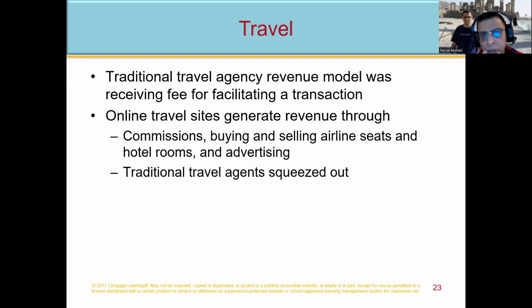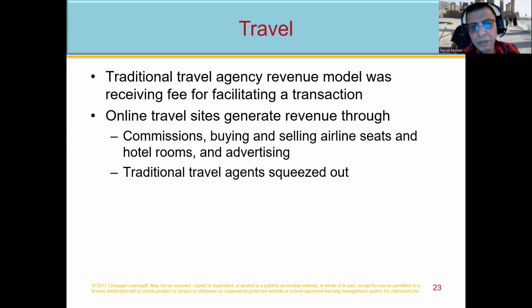In the financial stack, technology. We'll talk about that. Traditional, but here what we talk about, there's the industry of travel. A traditional travel agency's revenue model was receiving commission from facilitating a transaction. Online travel sites generate revenue today from commission buying and selling airline seats and hotel rooms, and advertisement.